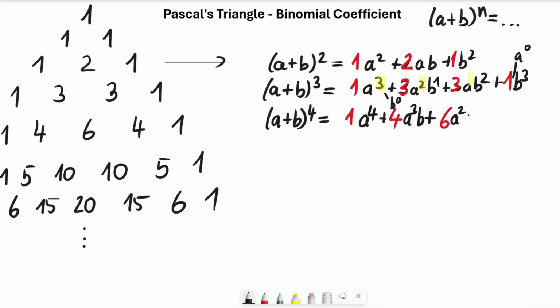Decrease the a power, increase the b power. Use the 4 from the Pascal's triangle. Decrease a power, increase the b power. Plus the last one, it is 1 times b to the power of 4. If you decrease the a power, which is here the 1, it's a power 0, and it is not here anymore. A power 0 is 1.